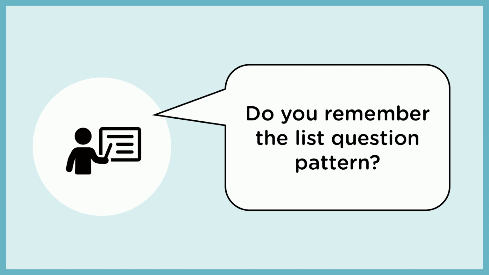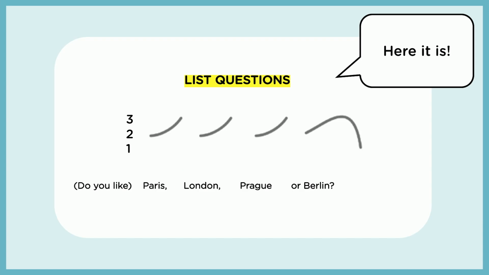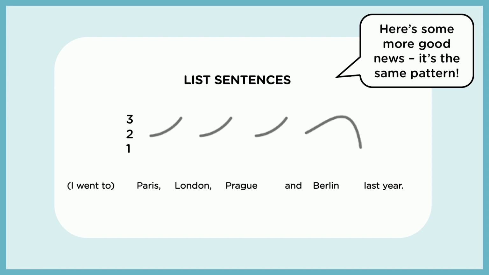Jay, do you remember the list pattern? Yes. Do you like water, cheese, or cheesecake? Oh, definitely cheesecake. Well, once again, here it is for your reference. Some more excellent news. It's the same pattern when we list things in sentences. So instead of "do you prefer Paris, London..." you could say, I went to Paris, London, Prague, and Berlin last year. Exactly. This one's a bit longer. We've added "last year."